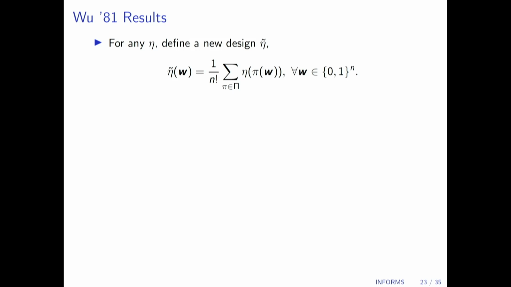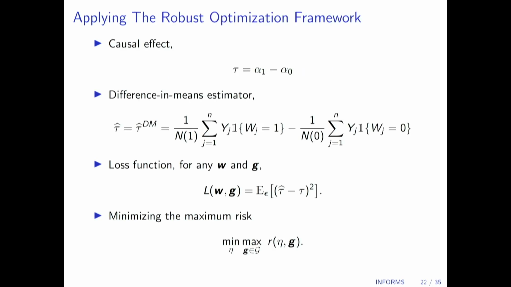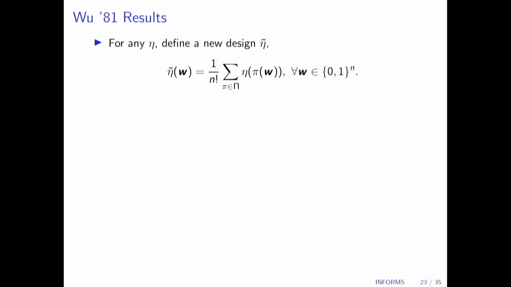So on the next 2 pages, I will quickly introduce the Wu 1981 paper's results. In my opinion, this is a foundational paper, especially this framework is foundational. And so I'm going to quickly talk about what this paper says. So for any design of experiment eta, recall that this is a discrete probability distribution. So we can define the following new distribution as eta tilde.